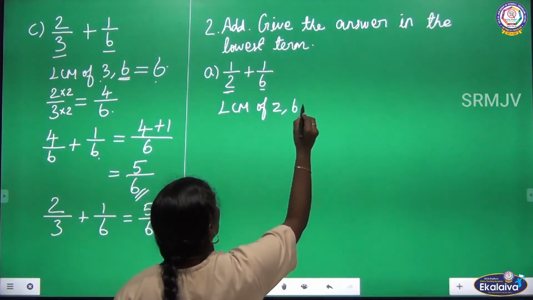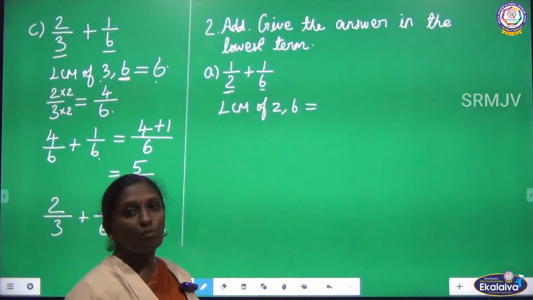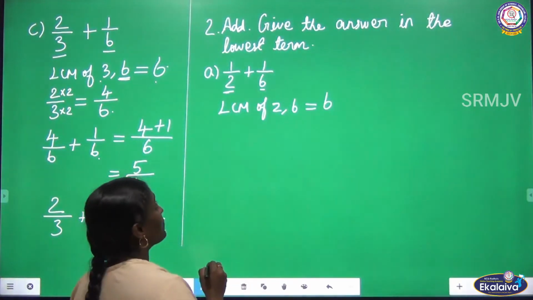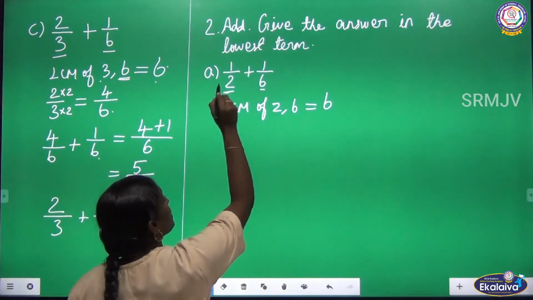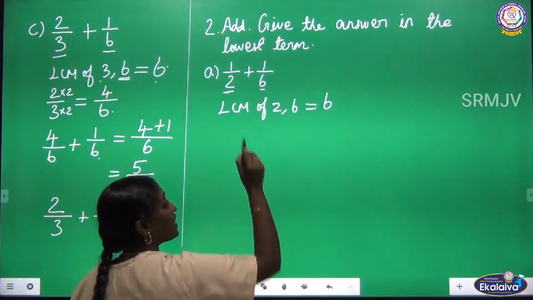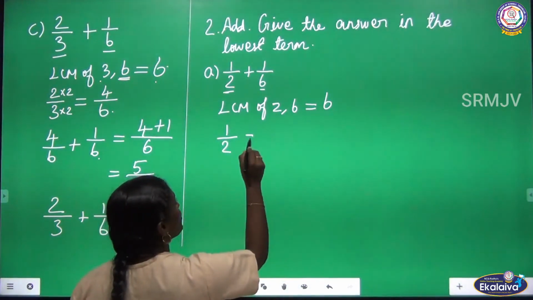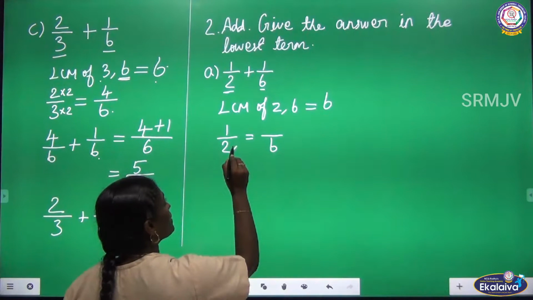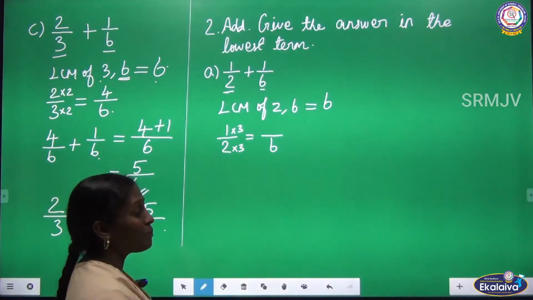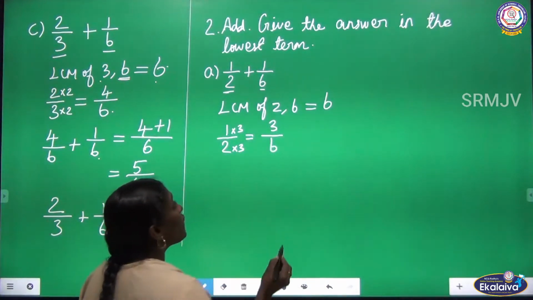So LCM of 2 and 6. See the numbers 2 and 6. 6 is the multiple of 2. So we can take 6 as the LCM. Okay. So we have to convert the first fraction with the denominator 6. In the second fraction already the denominator is 6. So 1 by 2. In 2 table when you will get 6? 3 times. Isn't it? So we have to multiply the numerator by the same number 3. 1 into 3, that is 3. So the first fraction is 3 by 6.